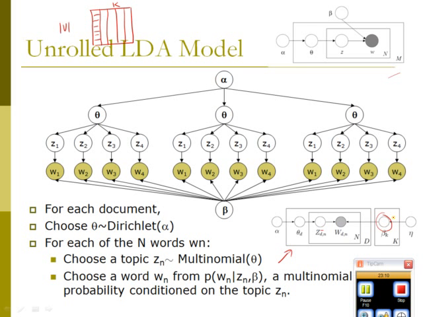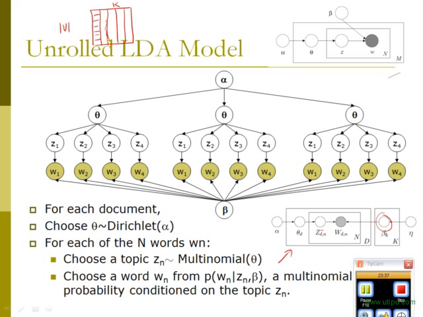Now of course, if I were to tell you to get me a word from the second topic, I then go into beta and look at the distribution in the second column, and then toss a V-dimensional coin, and whichever face it comes up, that's the word that I'm going to put as that word.